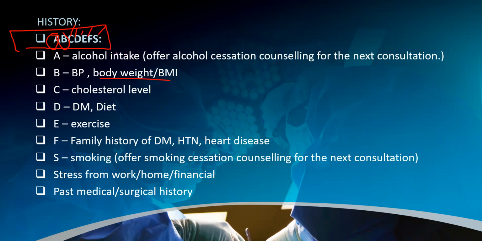Once you have done that, then you can start asking one by one: do you drink alcohol? Do you have any history of diabetes or blood pressure? How about any history of increased cholesterol? I would like to know your typical daily diet. Do you do any exercise? Any family history of diabetes, high blood pressure, or heart condition? Do you smoke? Any stress at your work? Any stress at your home? Any financial issues? Any other past medical or surgical history? So you just use this mnemonic to ask all the questions that you need to ask.